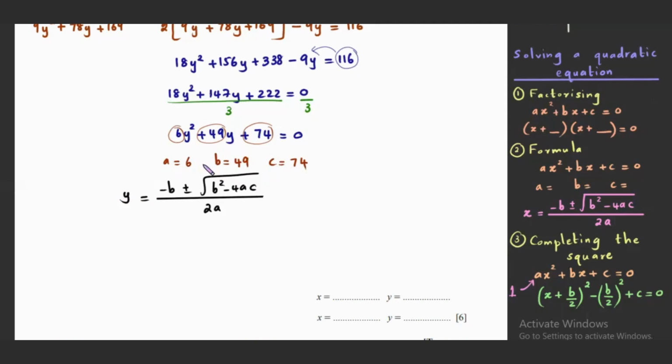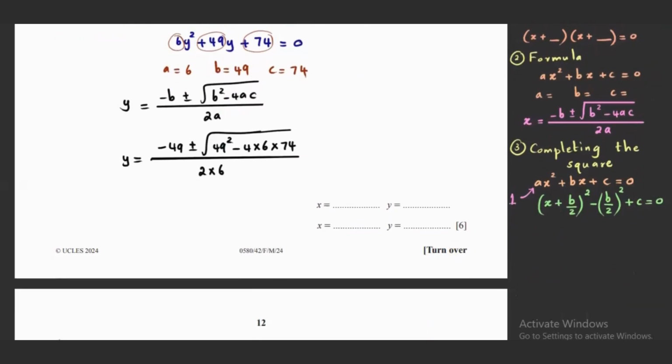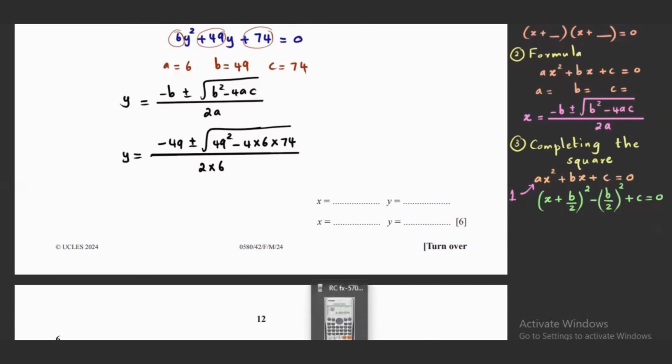Now I'm going to do the substitution here. So that will be minus the value of b, which is 49. I have plus minus, and I have to put the square root. So square root of b squared, b is 49, so I need to square that 49, minus 4 times the value of a, which is 6, times the value of c, which is 74, and then I need to divide it by 2 times the value of a. The value of a is 6. When I solve this, this will give us the value of y, not x. So I'm going to put this in the calculator and see what we get as the value.